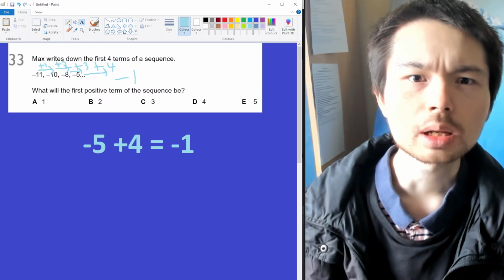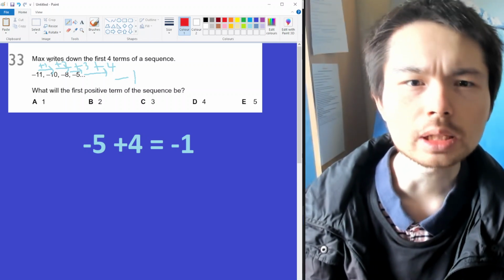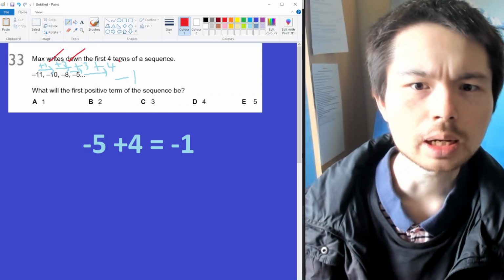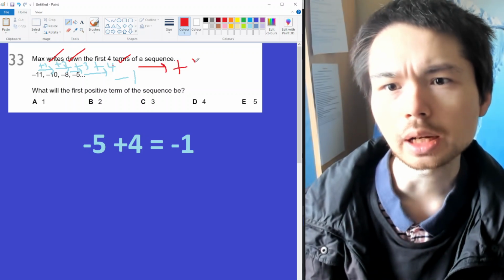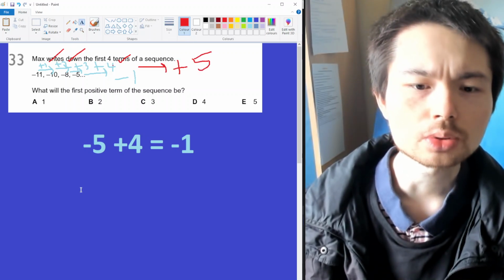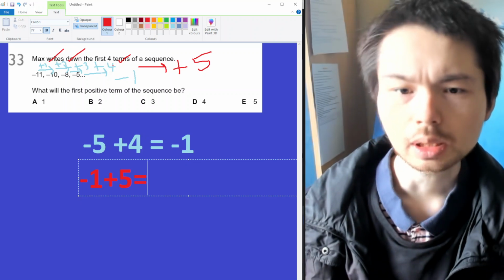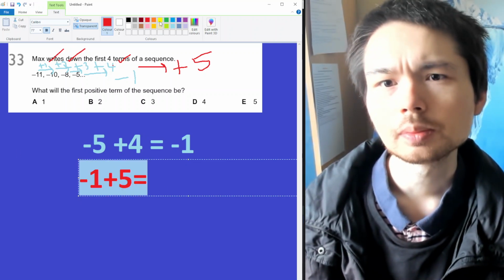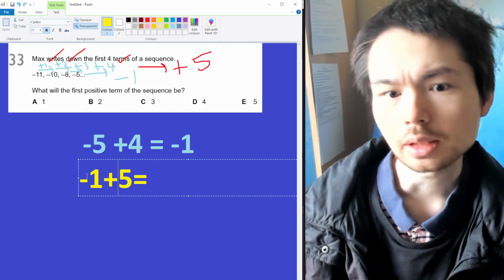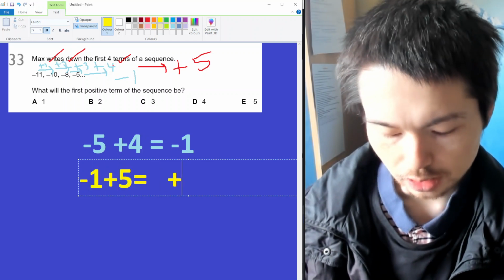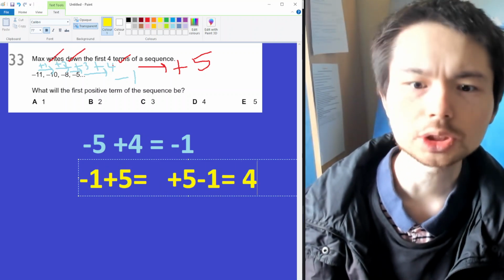And then you apply the pattern. Look at the top row. The increase is increasing by 1. So the next bit is not plus 4, it is now plus 5. That's what we do. So minus 1 plus 5 is equal to, well, you see there's a plus 5 and there's a minus 1. You can flip it round. This is the same as 5 minus 1, which is 4.